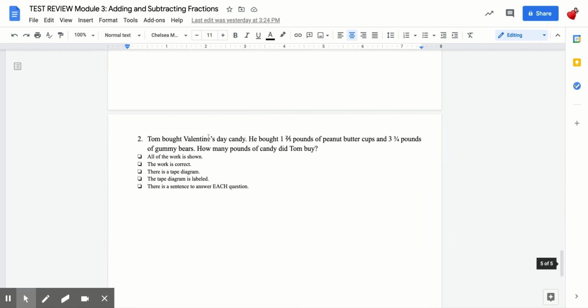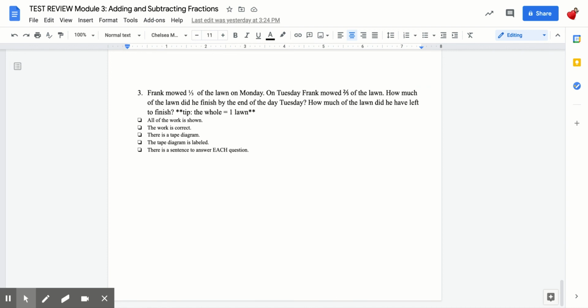All right, let's scroll down to number 4 and take a look at this. I'm not going to solve the whole thing for you. I'm just going to show you part of it. So we're going to use one tape diagram, but you are going to be answering 2 questions. I see 2 question marks.